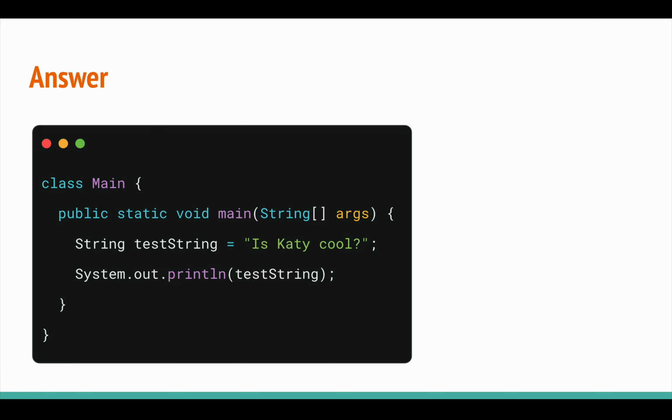Okay, so here's an example answer of what you could do. So you would write string, testString, and whatever sentence. In this case, it's is Katie cool? And print it by writing system.out.println with testString as the parameter. And it will output is Katie cool in the console.